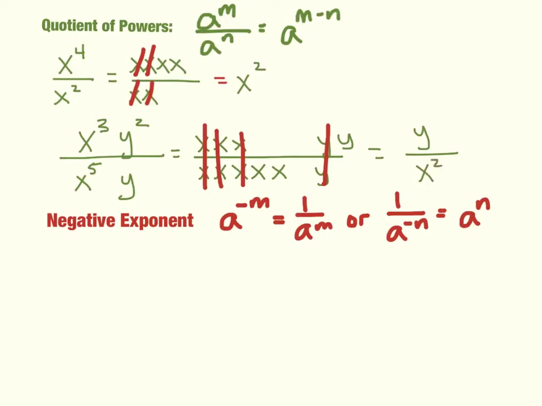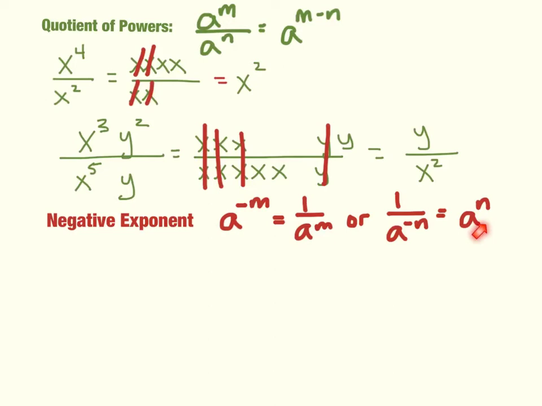If we have a negative exponent, it's pretty much saying, hey, if I'm in the numerator, I belong in the denominator. Or if I'm in the denominator, I belong in the numerator. I'm in the wrong spot. So a to the negative m is the same as 1 over a to the positive m. Or 1 over a to the negative n is in the wrong spot, so let's move it up to the numerator, a to the n. All right, so we're going to do an example of that.